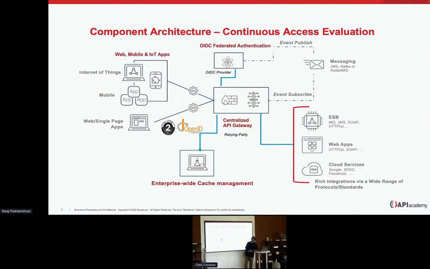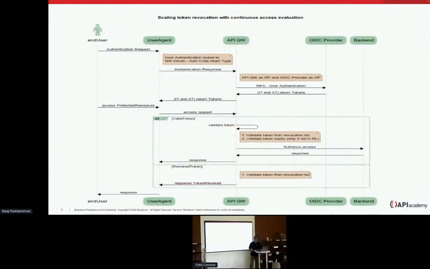to the backend system. That's how the continuous evaluation protocol is going to help us to deal with this kind of a revoked token scenario using a centralized API gateway. In the next slide, I'm going to explain this in a little bit more detail. And the first part of this is going to be user authentication.